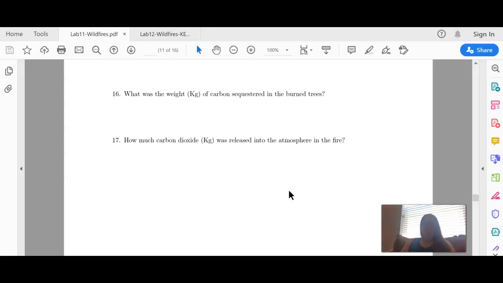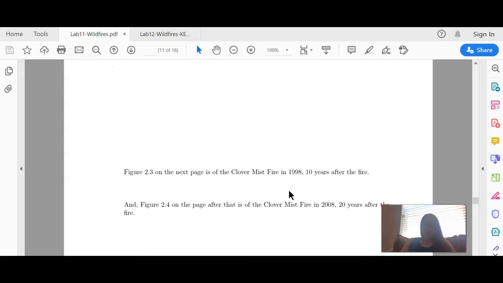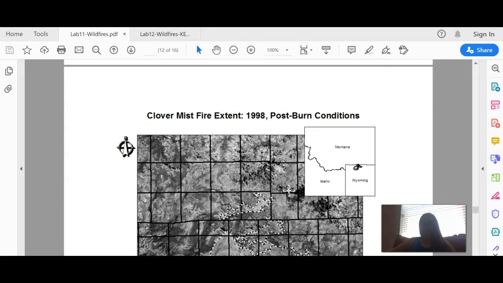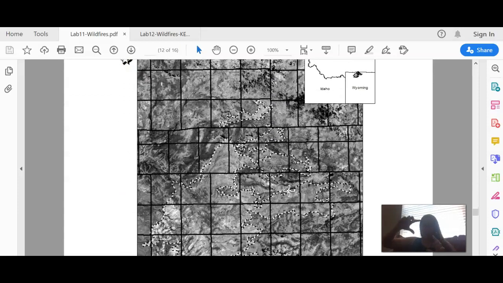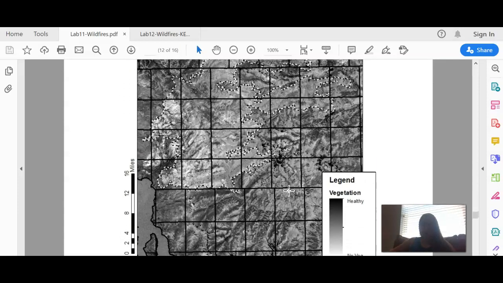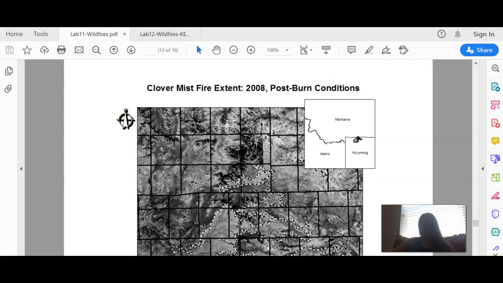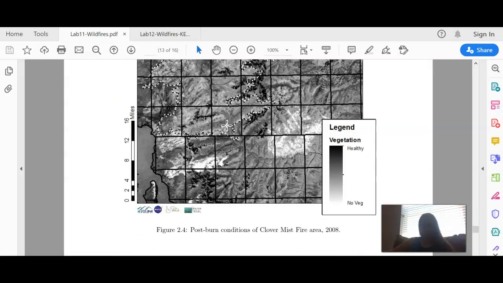All right, great. So now that we have finished this part, we can move on to the next bit, which also incorporates the same idea. Figure 2.3 on the next page is of the Clover Mist fire in 1998. That is 10 years after the fire happened. And figure 2.4 on the page after that is the Clover Mist fire in 2008, which is 20 years after the fire happened. So again, the same location, same area, except that now we are seeing the area 10 years after the fire happened, and here 20 years after the fire happened.